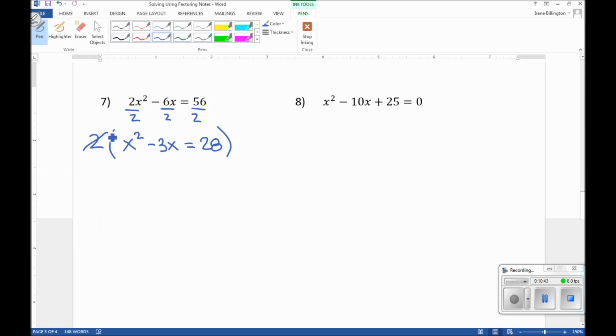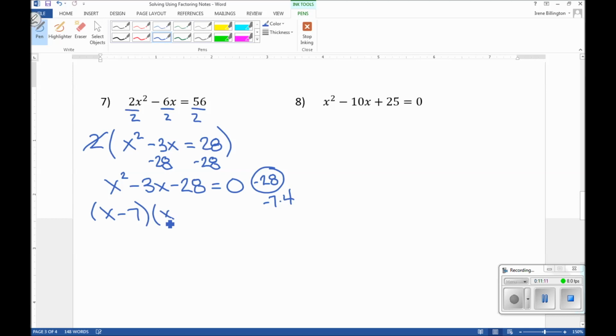So our equation must equal 0, so we need to subtract the 28 from each side. X squared minus 3x minus 28 equals 0. Okay, our magic number is negative 28. So what two numbers multiply to equal negative 28 and add to equal negative 3? That would be negative 7 and positive 4. So my factors are x minus 7 and x plus 4 equals 0. Set each factor equal to 0.